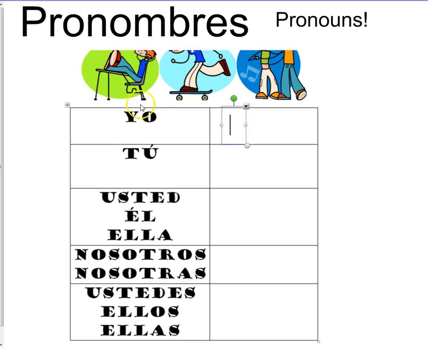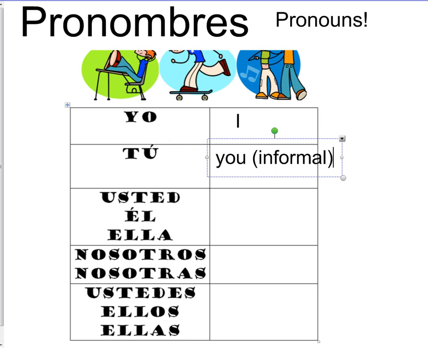So our first pronoun is this one right here, and it is called yo. And yo in español means I. The second pronoun, we've seen it before because we've asked the question, ¿y tú? So we know that tú means you. We also know that tú means you and it's informal. So I'm going to write informal in parentheses there.